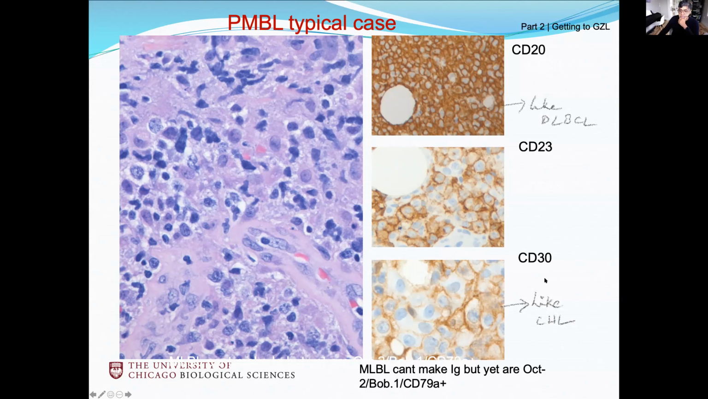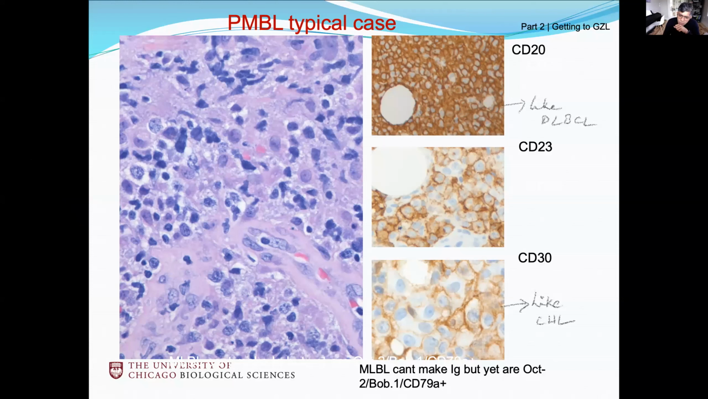And it expresses CD30 to a good extent, and not as strong as classical Hodgkin, but it does express CD30, and that resembles CHL. So now this throws a wrinkle in our knowledge of a phenotype of classical Hodgkin versus a diffuse large B cell expressing strong CD20. And it also expresses CD23, which we don't know what it means, but we won't get into much of that.